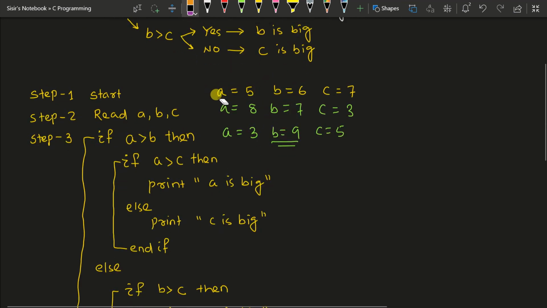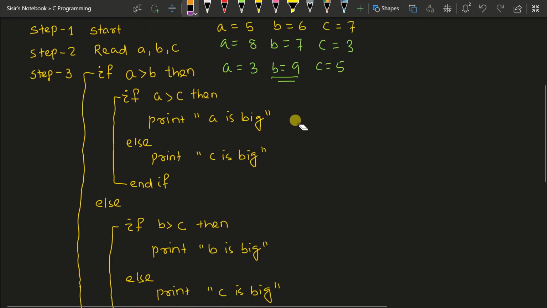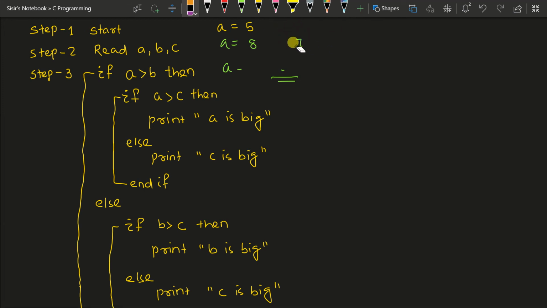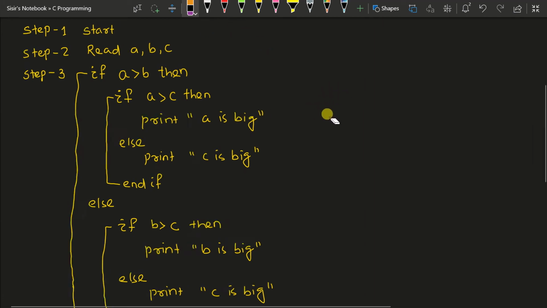Now let us understand how to draw its flowchart. Okay, so let us draw its flowchart in this program only, means here only. Let me first erase this part so that we can get some space to draw our flowchart. This flowchart will be slightly bigger, so we need some space over here.